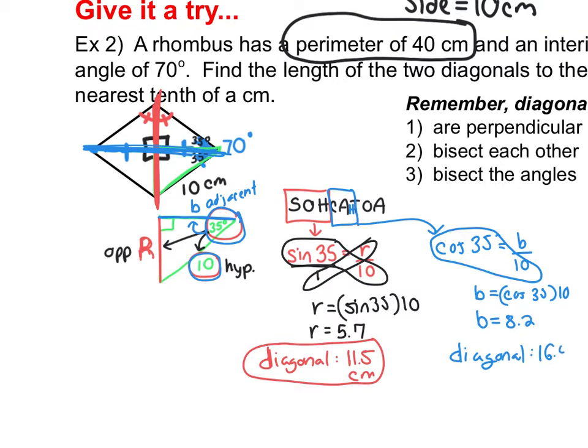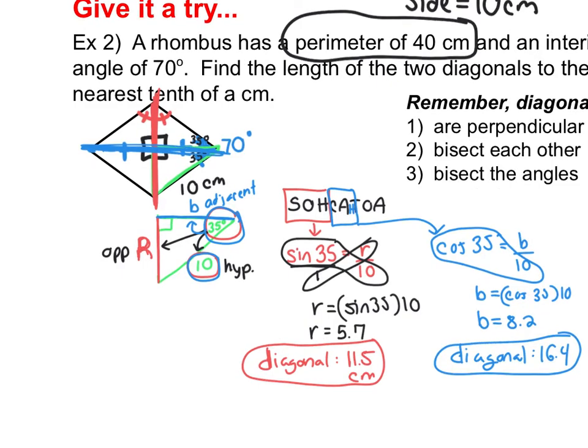You'll also notice that after I found the first side of 5.7, I continued to use a trig ratio to find my second side rather than using Pythagorean theorem. And again, that just goes back to the fact that 5.7 from the first side was rounded, and we don't want to be using rounded values.